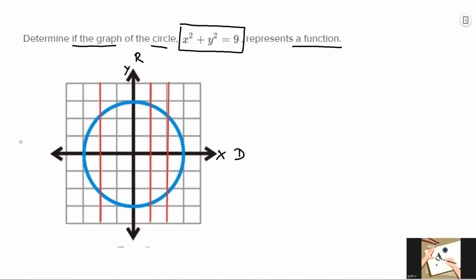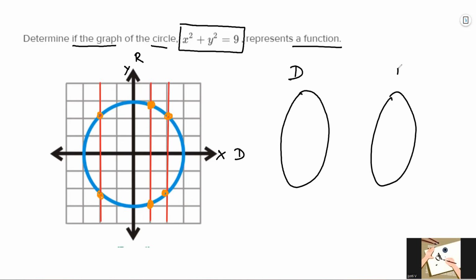When we have drawn the vertical lines, we have noticed that the vertical line has intersected the circle graph. You see, the first vertical line has intersected the circle graph in 2 points. The second also intersected in 2 distinct points. The third one, we have drawn just 3 vertical lines to test, has intersected the graph in 3 points. What did we understand here?